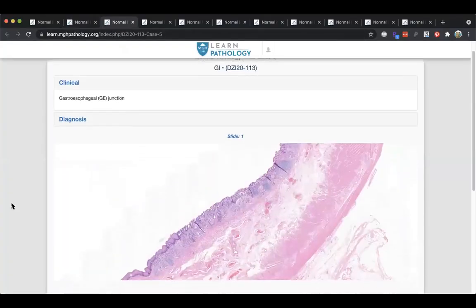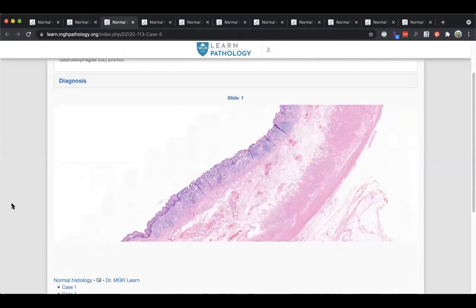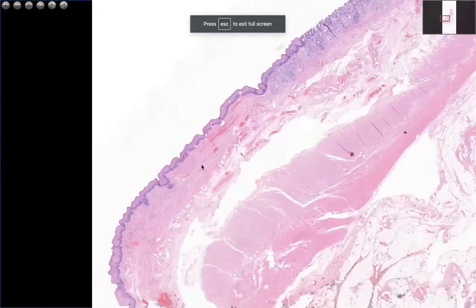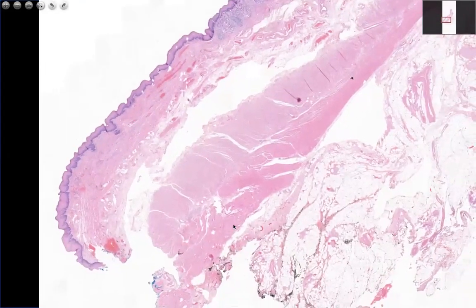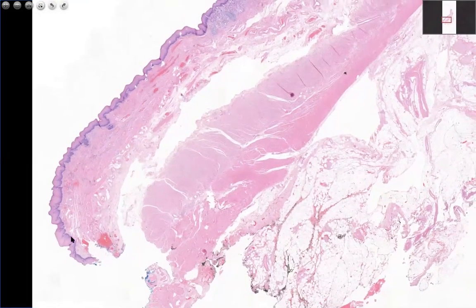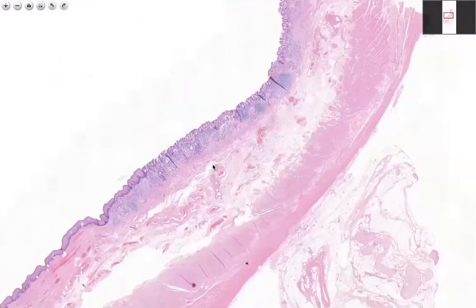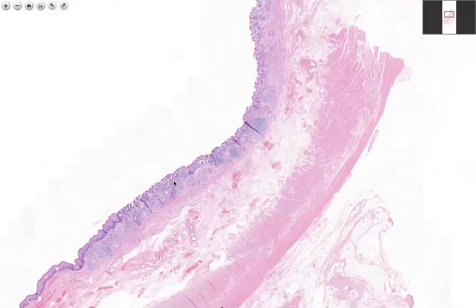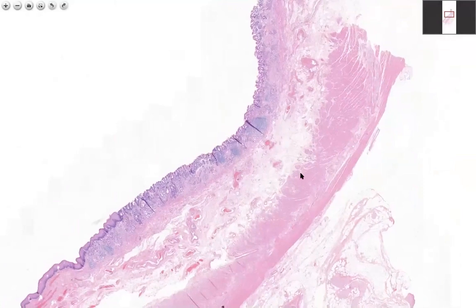Next, we'll move a little further down to the gastroesophageal or GE junction. This is where the esophagus transitions into the stomach, and the first part of the stomach is called the cardia. So in this section, we can see that this one, unlike the last one, is a full thickness section of the stomach wall. And on this part here, we can see that stratified squamous epithelium at the top. And as we move along, we can see that it transitions into a different type of epithelium that we'll discuss in a second.